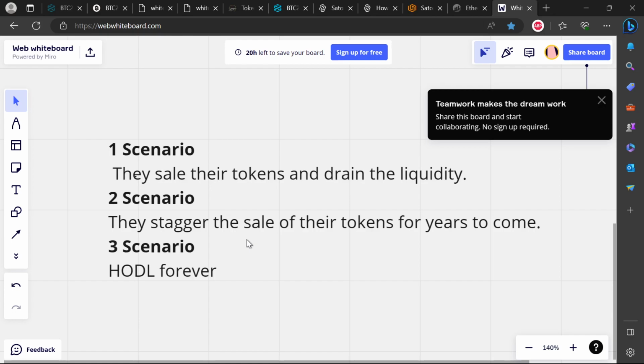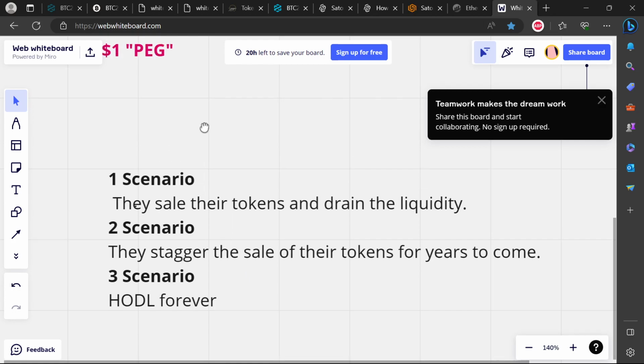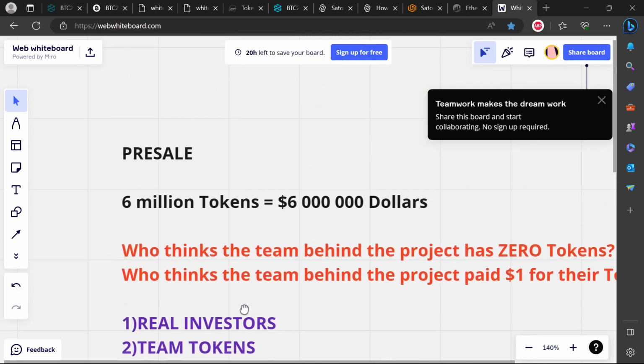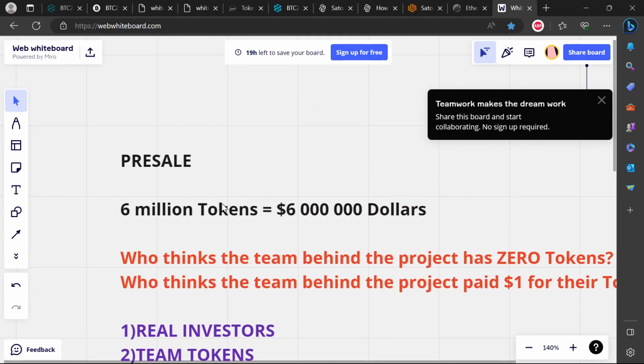But unlike Satoshi, who actually did mine 1.1 million Bitcoins, these guys are on an Ethereum token. They are just using proof of stake instead of mining. But then the scam came in the pre-sale, as we have discussed. In the pre-sale, they claimed that 6 million tokens were actually bought.